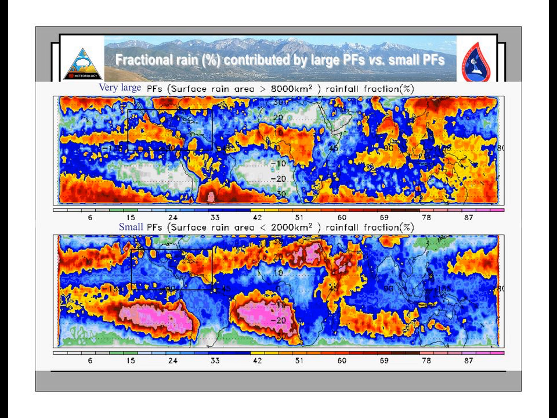The top answers the question, where does most of the rain fall from large systems? And there we come to the intertropical convergence zones on both sides of South America and a little bit in northwestern South America. The place on Earth with the greatest fraction of the rain coming from very large systems is actually the subtropics of Argentina, where we have these monster mesoscale convective systems. Okay, moving on.